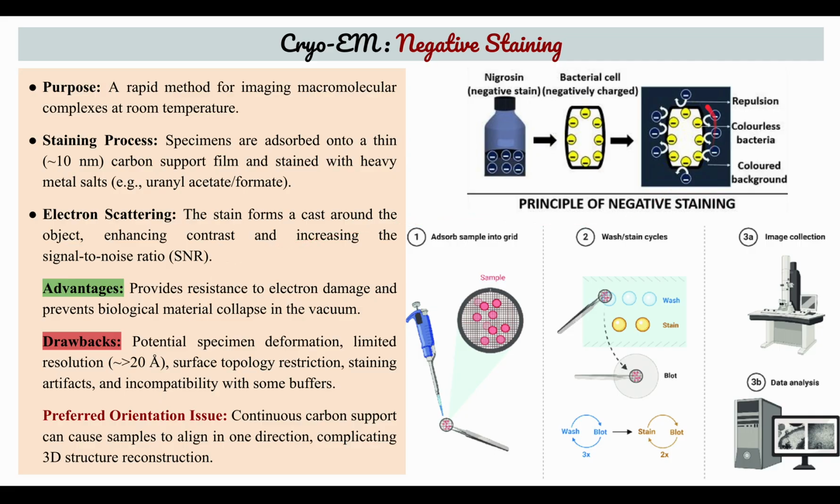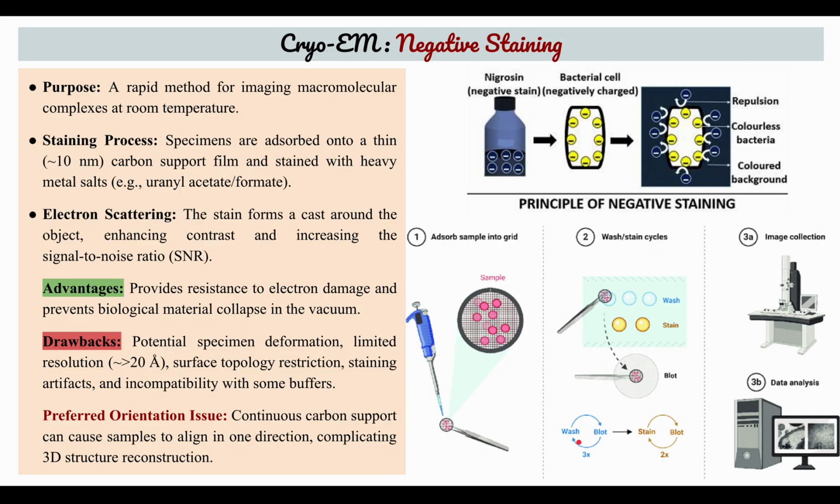It also allows the specimen to maintain its proper conformation. So this is the principle: you adsorb the sample onto this grid, because you have a carbon support film which is kept onto this grid. Now you will wash it and perform the wash stain cycles.